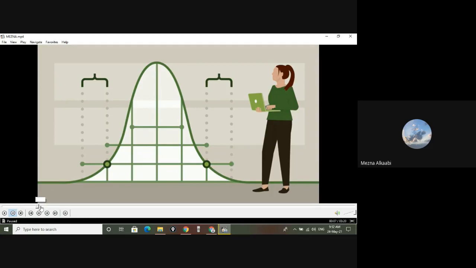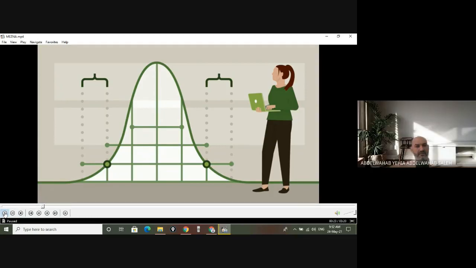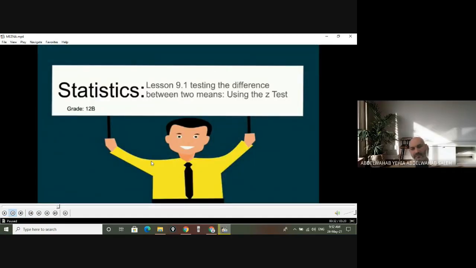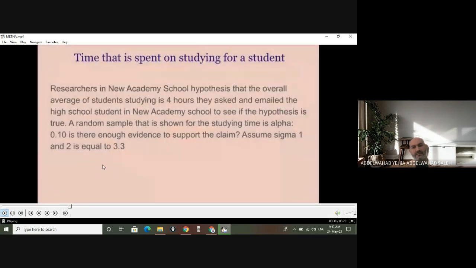Today we'll talk about lesson 9. Who is this? This is Noor. Yes. Testing 2 means using the Z test. The time that's spent on studying, we know that the studying time has increased.